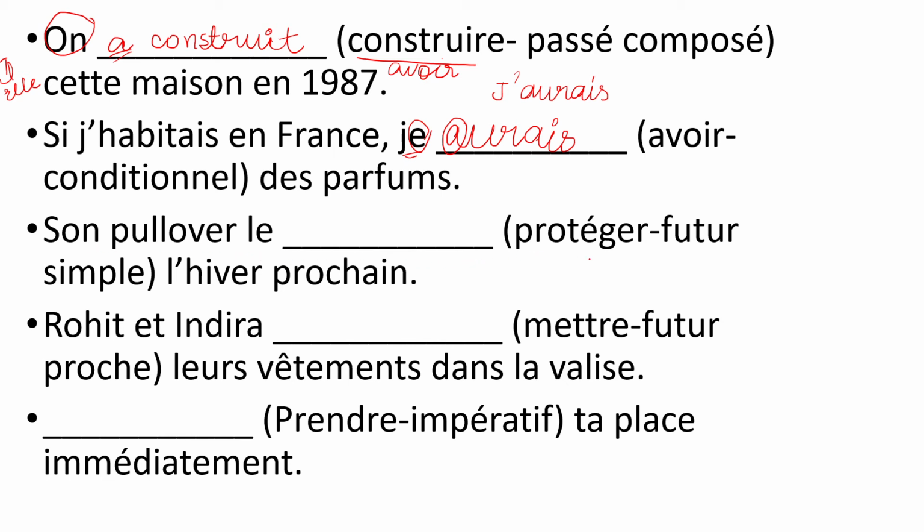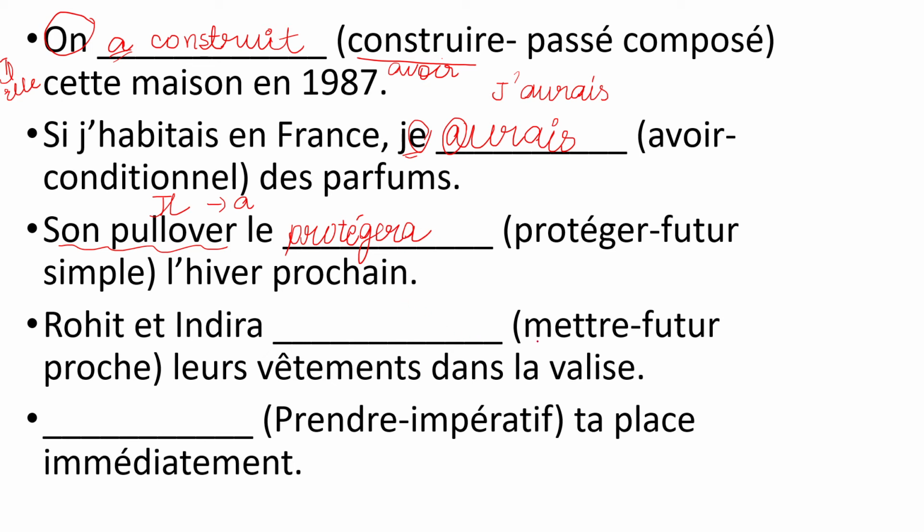You have to put protéger in the simple future. So "son pull-over" is substituted by il, masculine singular. Protéger is a normal ER verb, okay? The future root will be the verb as it is, and then you have to put the correct ending. The future ending for il is a, so you just have to add an extra a here. Protégera is the answer. Okay?